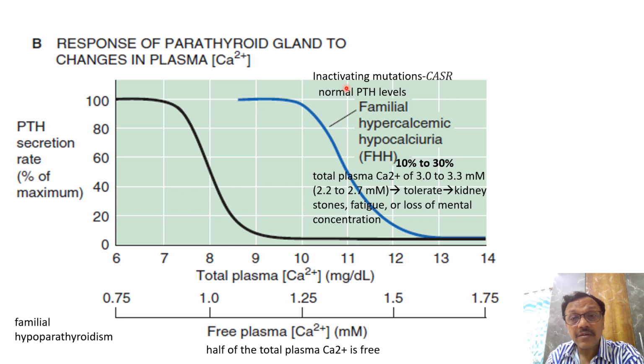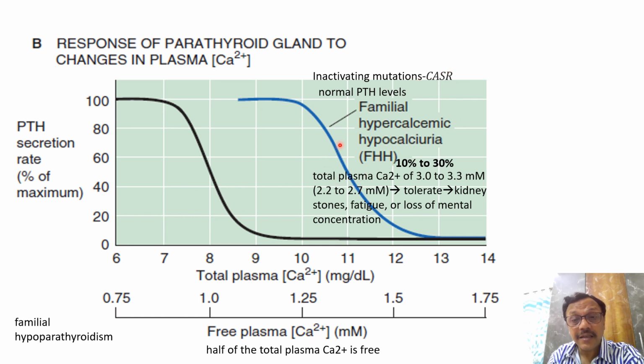Now if there is a gain of function of this receptor, this condition can be seen in cases of familial hypoparathyroidism, in which you will see not hypocalciuria, but in these patients you are going to see hypercalciuria. Okay, if there is a gain of function of this receptor.